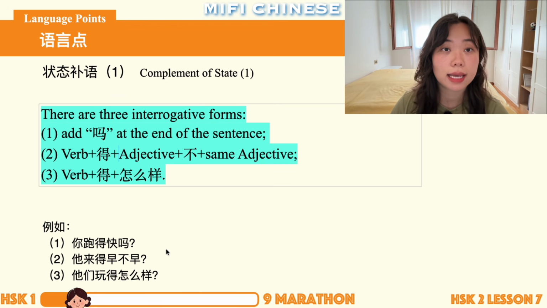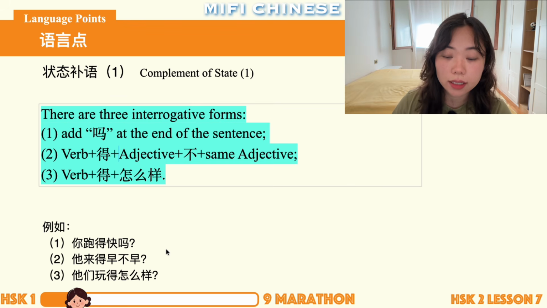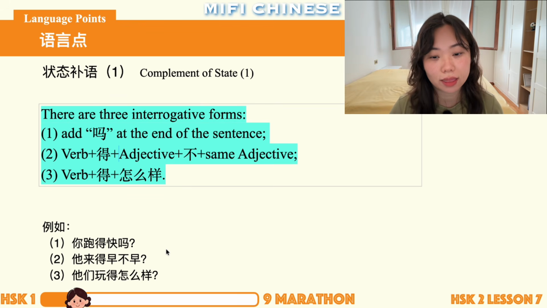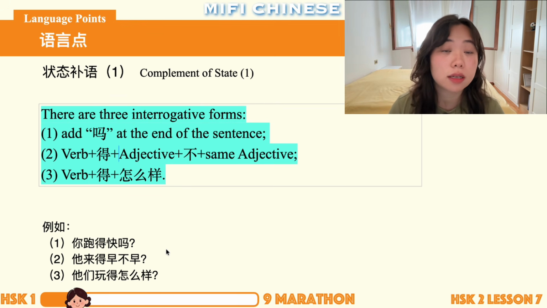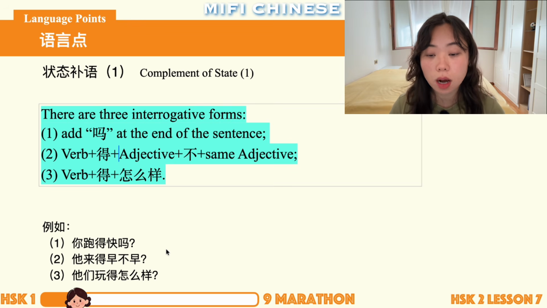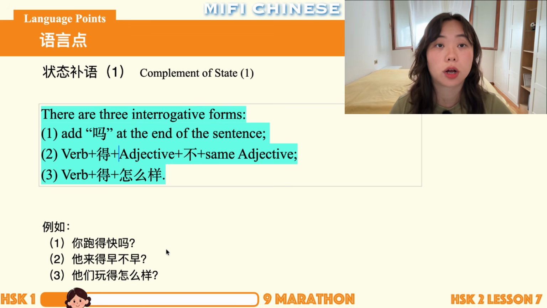For example, 他来的早不早? Did he come early or not early? So in English, you might translate it word by word like this, but in Chinese, actually, it doesn't sound weird. It's a very natural way of saying it. We'll say, 他来的早不早? Did he come early?